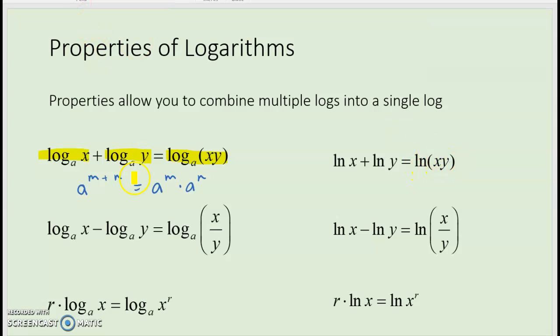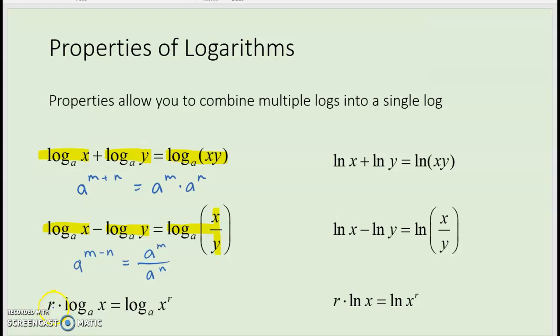The next one is a subtraction property. Log base a of x minus log base a of y equals logarithm base a of x over y, or x divided by y. Basically this is the same thing. If we had base a with two exponents subtracted, m minus n, that came from the fraction a to the m over a to the n. So when we divided bases, we subtracted exponents. And likewise, there's a natural log version: natural log of x minus natural log of y equals the natural log of x over y.